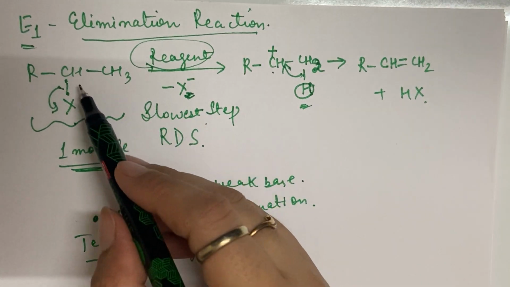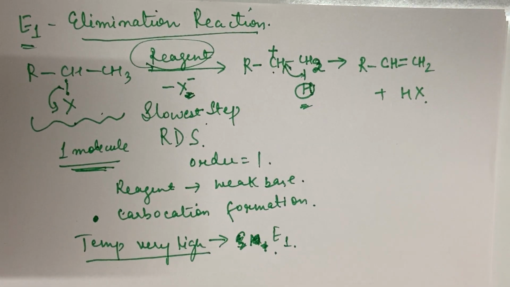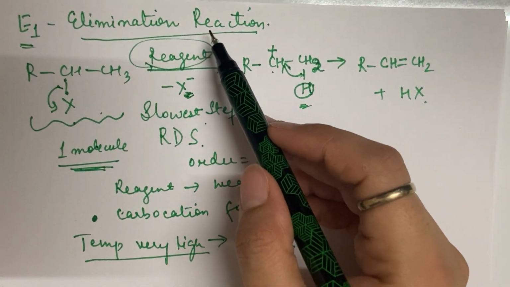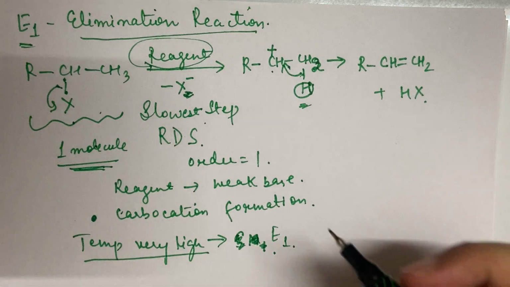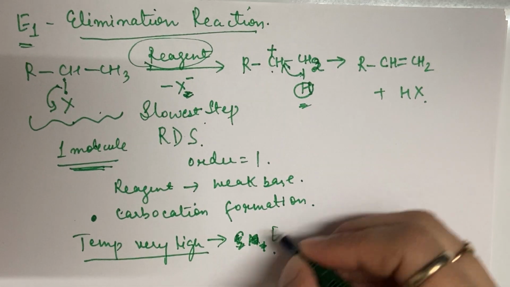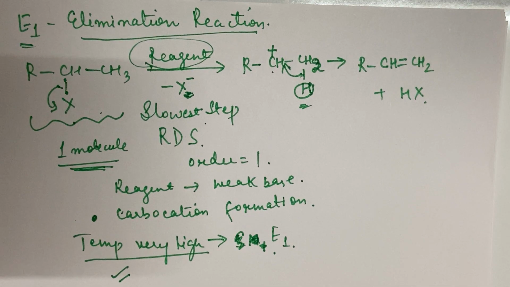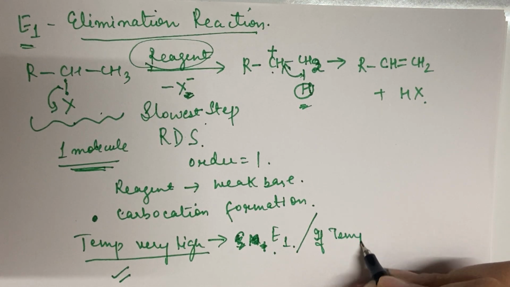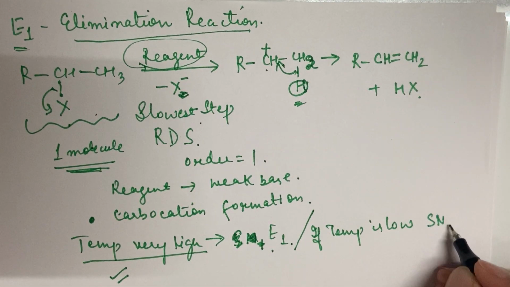And you can see in this step only one molecule is involved, that is why the order of this reaction will be 1. And you should note one more important point here, that for E1 elimination reaction, the nucleophile which you are using should be a weak base. A weak base you will take, and temperature should be high. If the temperature is very high, it means that it will follow E1 elimination reaction. And also you can write that if temperature is low, then it will not follow E1. At that time it will follow SN1 reaction.